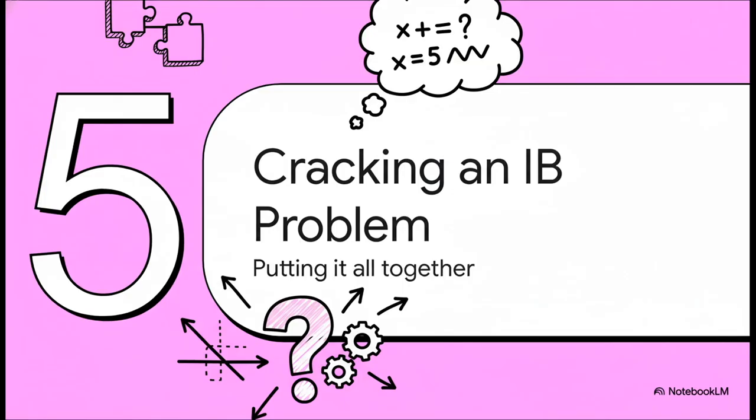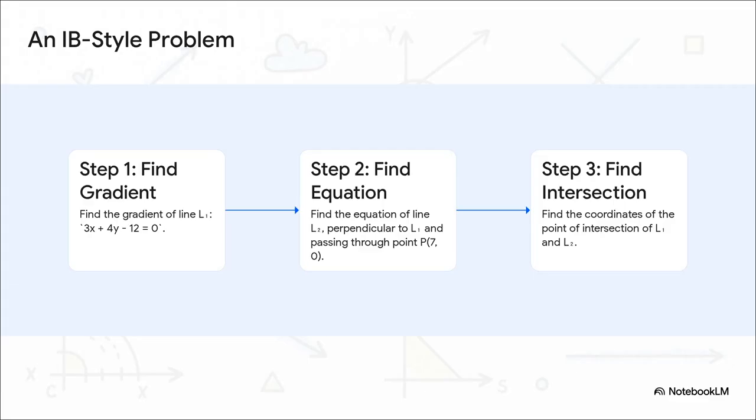Okay, this is it, the final section. Let's put everything we've talked about to the test with a real IB-style problem. This is where we see if all that theory actually works when the pressure's on. So here's our problem, broken into 3 tidy little parts. See how this works? Each step is a building block for the next one. First, find a gradient. Second, use that gradient to find a perpendicular line. And third, find out where those two lines meet. This is a super common structure for IB exam questions.